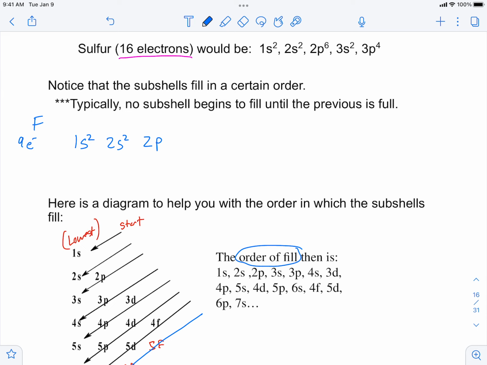What is the capacity of P? 6. But how many more do I have to place? 5. So I just put a 5. You don't have to fill the last one you're in; it's just where you end. The last one you're in might not be full, and that's okay. This is what we call SPDF notation. It's a cataloging of where the electrons are in an atom, and it can be done for every single element as long as you follow this order and this pattern.